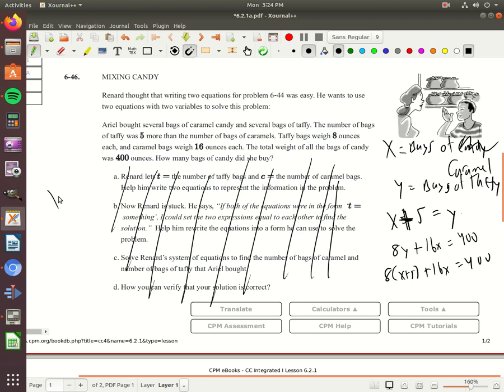Well, again, this has one solution. This has infinite solutions, right? If I can pin it down to one variable, I can get an answer. If it looks like this, I'll never get an answer. So here's what we have: 8x plus 40 plus 16x equals 400.